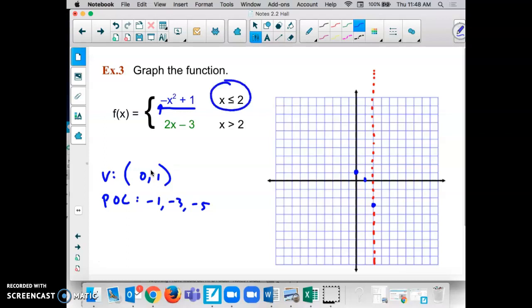I can graph the other way. Left 1, down 1. Left 1, down 1, 2, 3. And left 1, down 1, 2, 3, 4, 5. Make the parabola. That is a nice parabola, Mr. Howe.